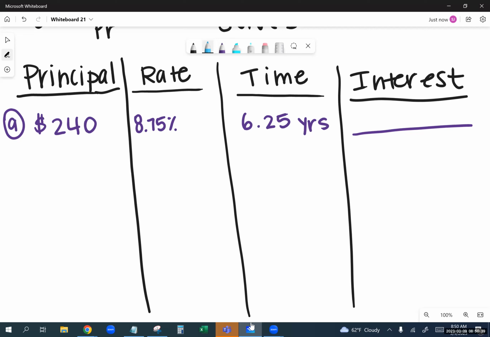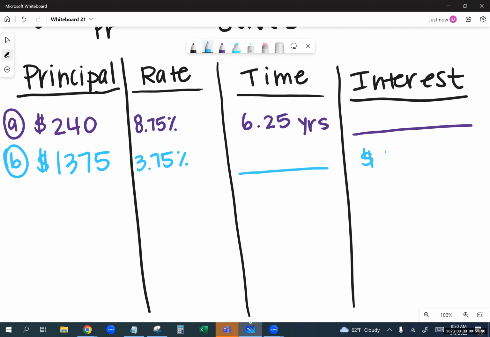Now for the next problem, for B, my principal is $1,375. My rate is 3.75%. I have a blank on my time, and my interest is $12.89. Y'all see what I'm doing now? Now we're going to do another one. The blank's just going to move. Now we're fixing to do rate, and then we'll do principal last.